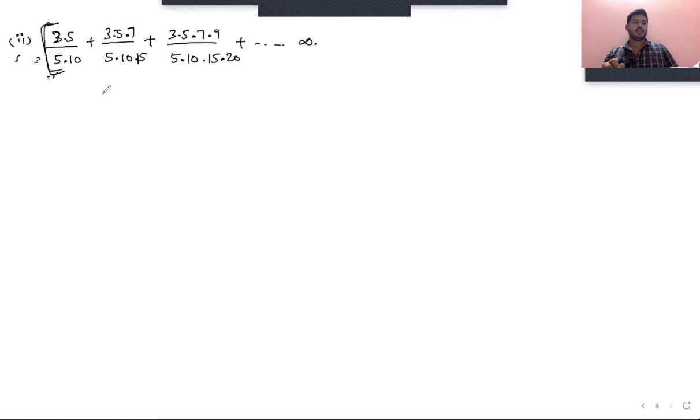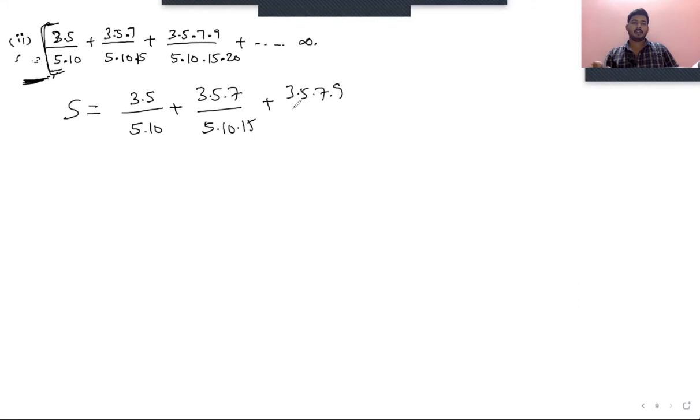So coming to this model. If you observe in this model, you can see that the first and second term are missing. So we'll take care of that when we are solving the question, okay? So we'll consider this to be S, which is 3 into 5 by 5 into 10 plus 3 into 5 into 7 by 5 into 10 into 15 plus 3 into 5 into 7 into 9 by 5 into 10 into 15 into 20 plus and so on up to infinity, right?